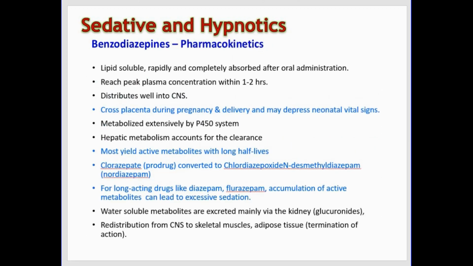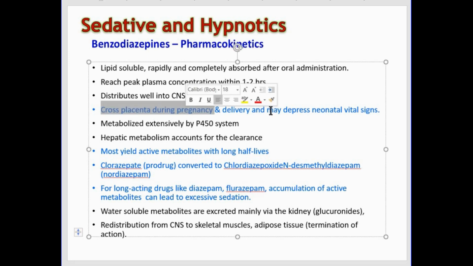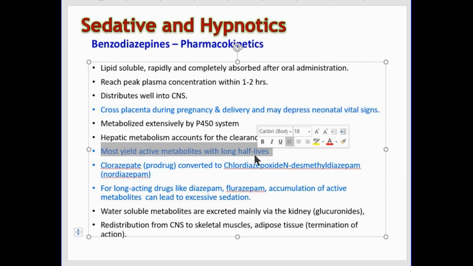So, the pharmacokinetic differences of these drugs: benzodiazepines all cross the placenta during pregnancy. There is a chance they can depress neonatal vital signs, so this must be considered. Most of these drugs have active metabolites, so that may contribute to the longer half-life of these drugs.